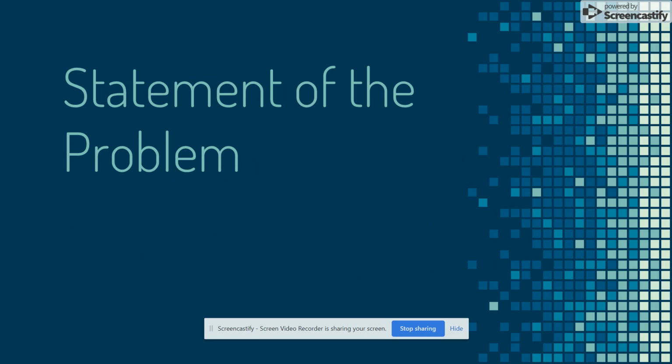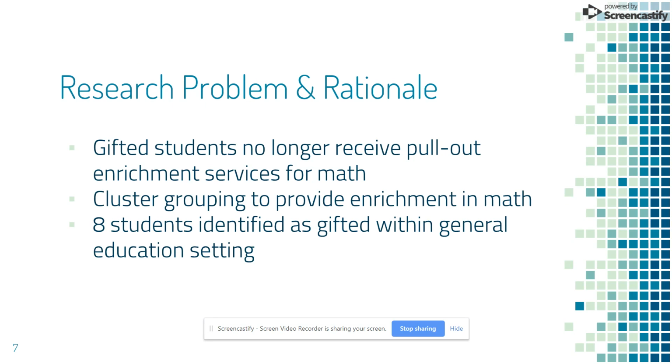The problem that I face in my classroom that I'm trying to solve with this project is that the gifted students in my school no longer receive pull-out enrichment services for math because we are no longer a Title I school, so we lost a lot of staff members last year. So this year I am, as the general education teacher, providing enrichment in math. I completed training through my district to be considered highly qualified so that we can say that my students are certified in math for gifted. But I have 8 students in my classroom that are identified as gifted within that general education setting.